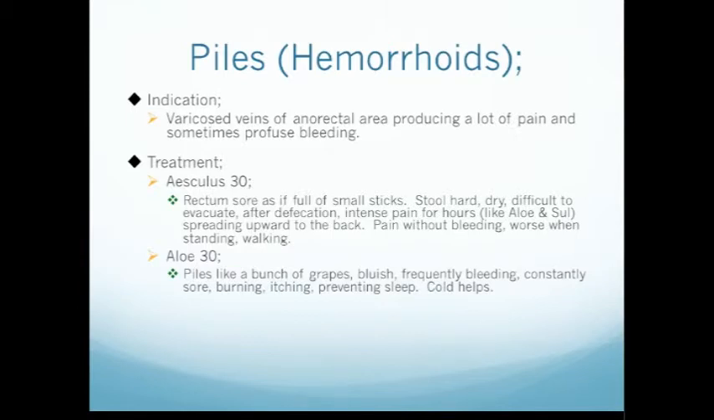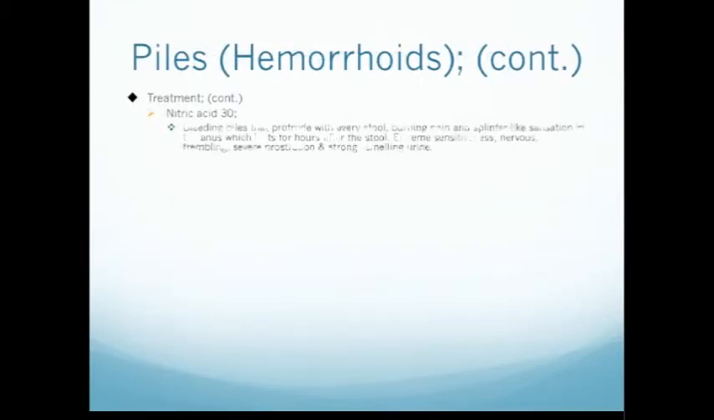Aloe 30 is good for hemorrhoids that hang like a bunch of grapes from the anal canal. They are frequently bluish, bleed, and constantly sore, burning, and itching. They prevent sleep. Topical cold applications will help. Hamamelis 30 is good for profusely bleeding hemorrhoids with burning, soreness, and a sensation of a throbbing anus. Nitric acid 30 is good for bleeding piles that protrude with every stool.